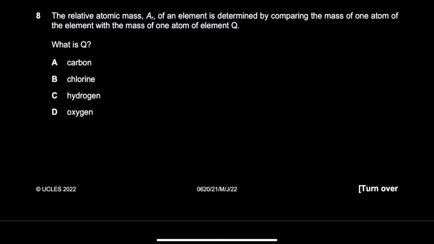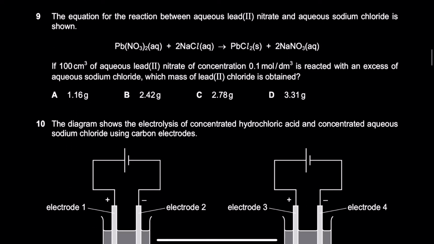The relative atomic mass, Ar, of an element is determined by comparing the mass of one atom of an element with the mass of one atom of element Q, which is carbon. That was what the Ar was. That's what the scientists did in order to get whole numbers in the periodic table, right?